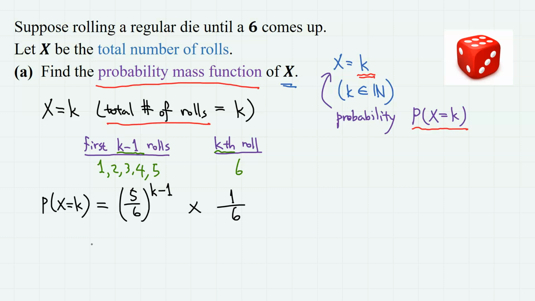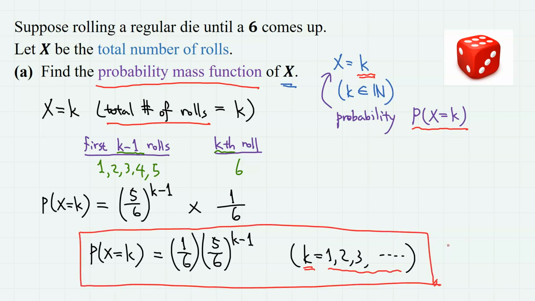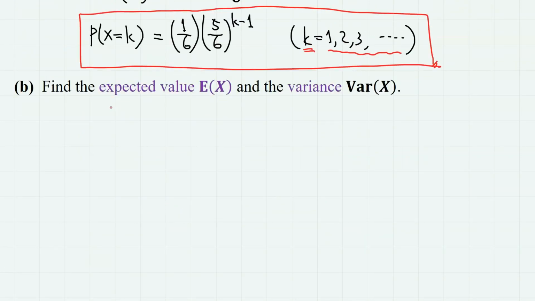Yeah, this is it. If you write 1/6 first, then we have this times (5/6) to the power of k minus 1, where this k can be any natural number. So this is the answer for problem A. And now the second part, the expected value and the variance.